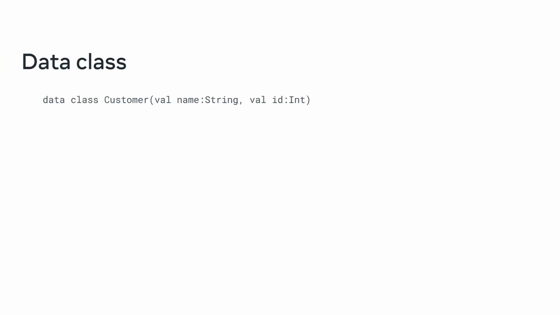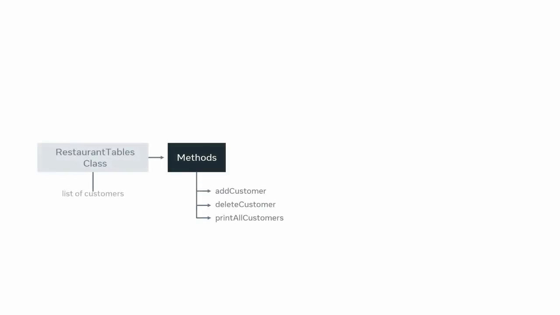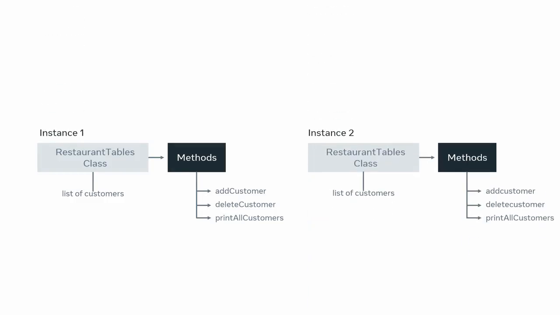As an example of how this works in practical terms, say you have a data class called Customer. The class called Restaurant Tables is created, and within this class, it has a list of customers and three methods: add customer, delete customer, and print all customers. In the main function of the program, two instances will be created. The purpose of having two instances is to simulate the multiple access of a class.